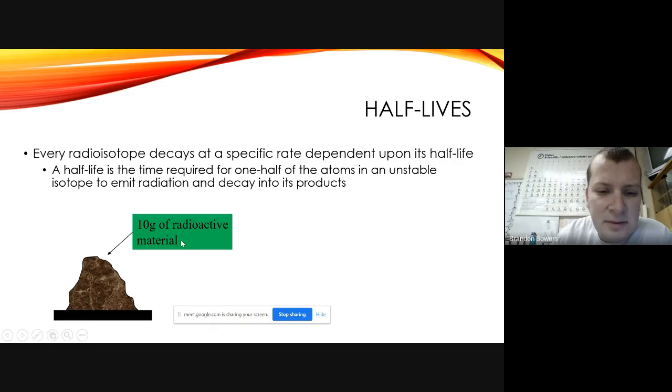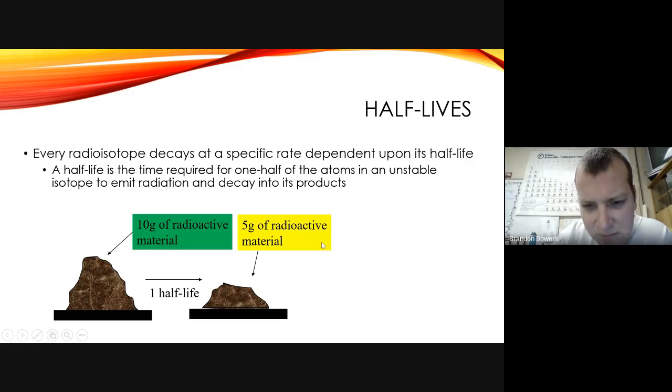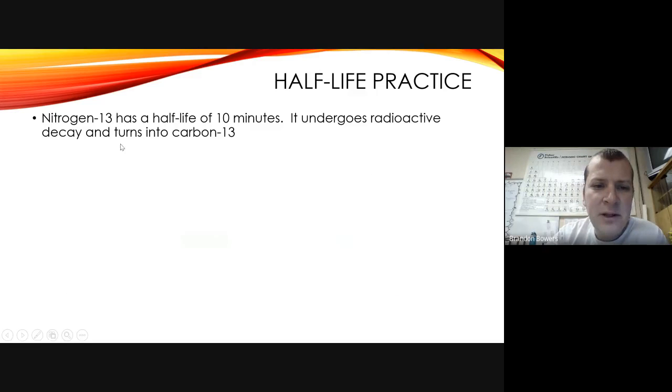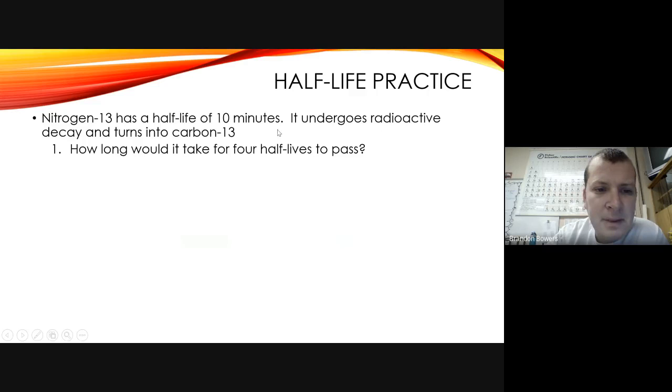So, 10 grams of material. After one half-life, it's going to turn into 5 grams of material. After another half-life, 2.5. So you're just taking halves. If you look at this, nitrogen-13 has a half-life of 10 minutes. It undergoes radioactive decay and turns into carbon-13. How long will it take for 4 half-lives to pass?